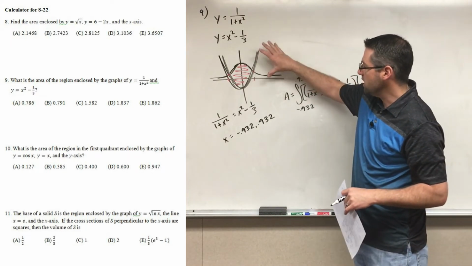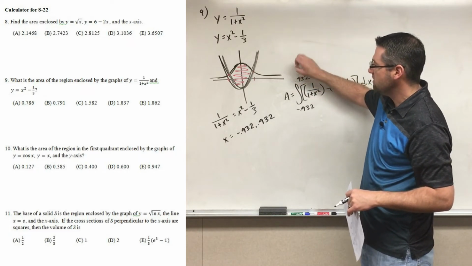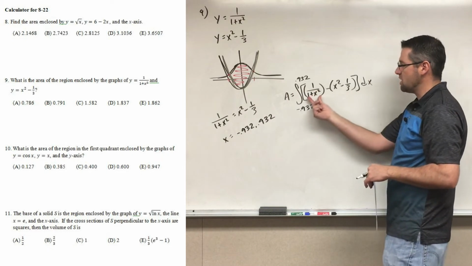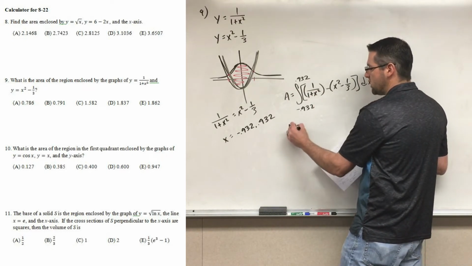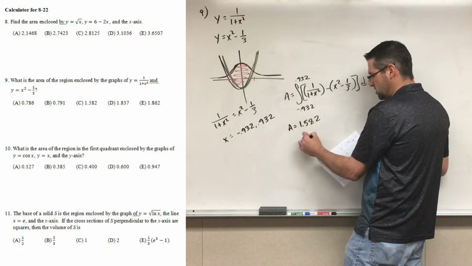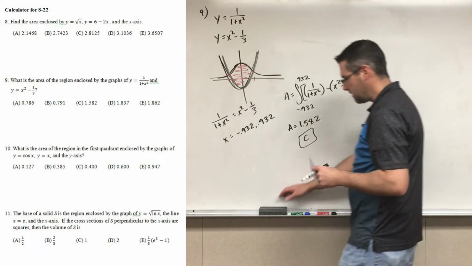If they change places and we're looking for more areas outside of that, or if a region is bounded by different things where these upper curves and lower curves change, you have to be careful on that. But in this case, we get an answer of 1.582, which is C. All right.